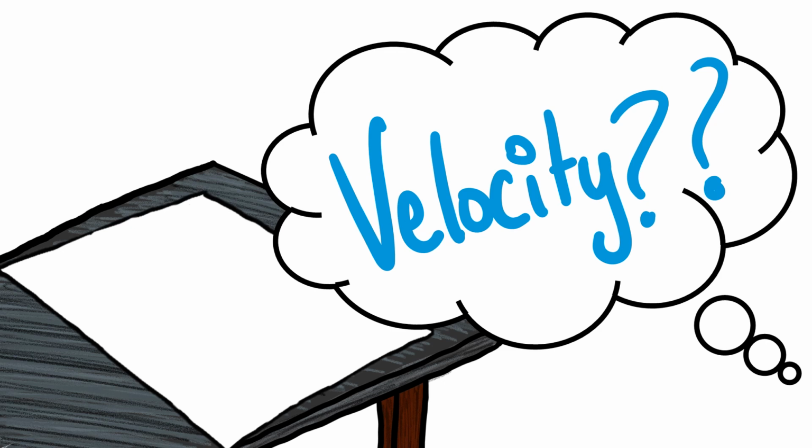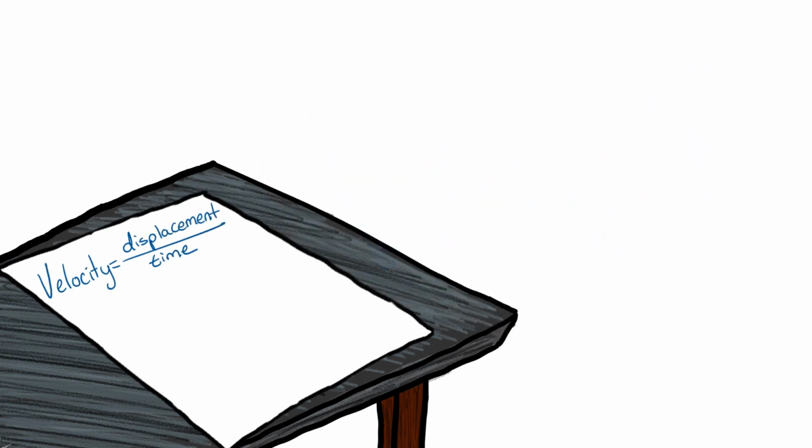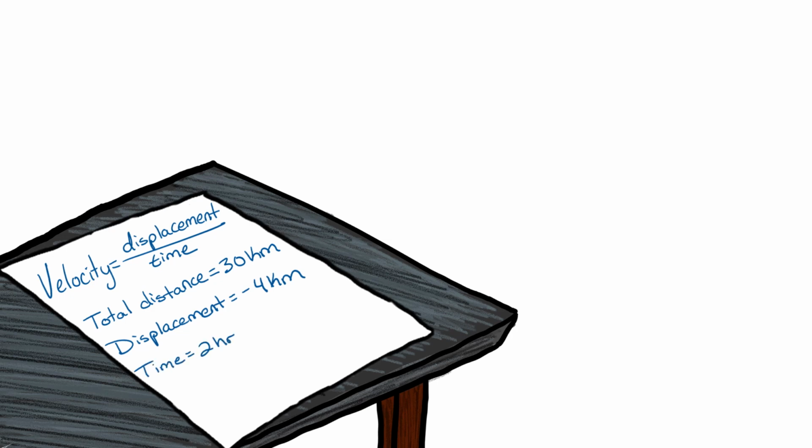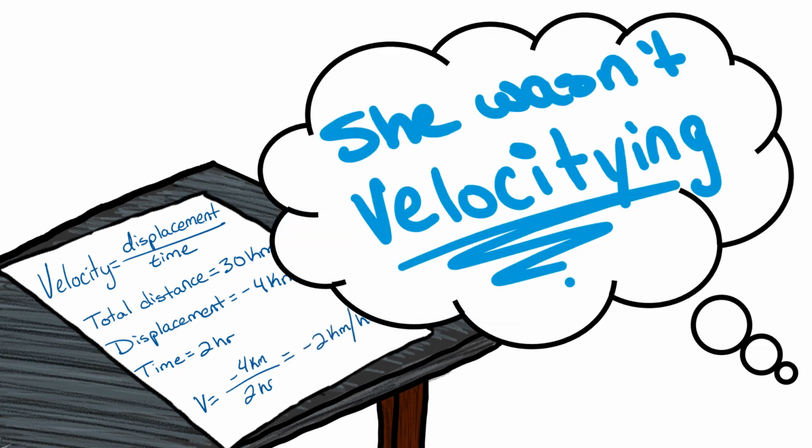Good question, Alex. Displacement plays a role in velocity because its formula states that velocity equals displacement divided by time. So let's say that this time Candy traveled a total of 30 kilometers around the neighborhood, but ended up 4 kilometers south of your house after 2 hours. So in reality, her velocity is -4 kilometers per 2 hours, which equals -2 kilometers per hour.